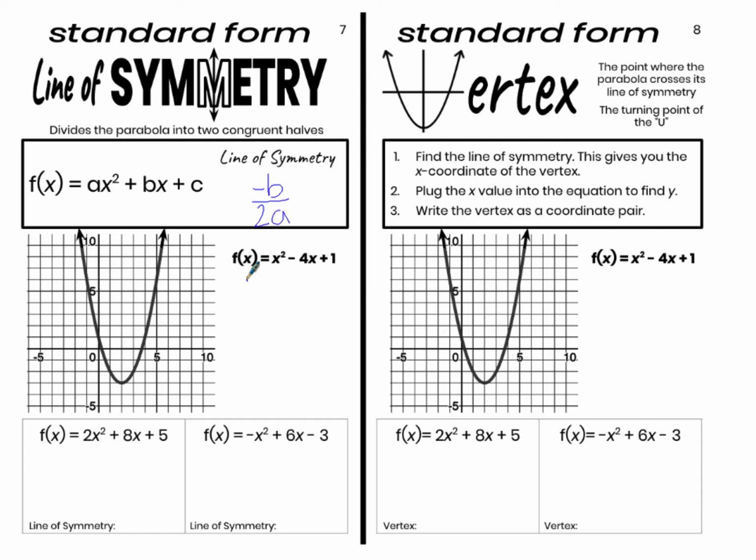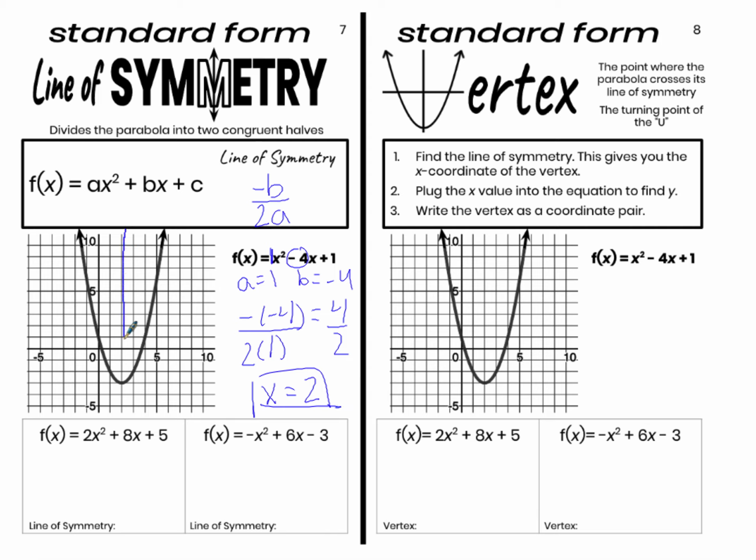In this example, a equals 1, invisible 1 here, b equals -4. The c value does not matter for the line of symmetry. To find the line of symmetry, I take the opposite of -4. I don't have to show that work. I could just think, oh, the opposite of -4 is +4. And then I divide that +4 by 2 times a, or 2 times 1. So opposite of b is 4, divided by 2a, divided by 2. 4 divided by 2 is 2. So my line of symmetry is x equals 2.